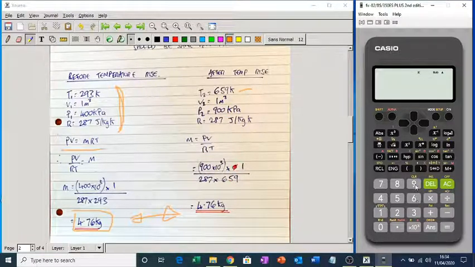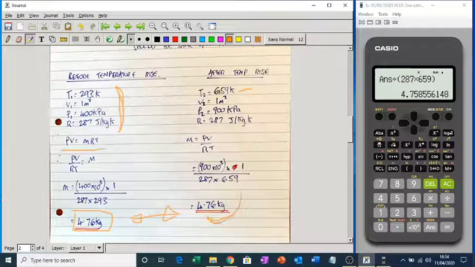So put that in. Equals that divided by 287 times 659. Close. So yes, there we are, 4.7576. That's the mass. So obviously that temperature is correct. That's the mass of gas. It's going to be the same before and after. The pressure changes and the gas expands a bit, but the mass will remain the same.